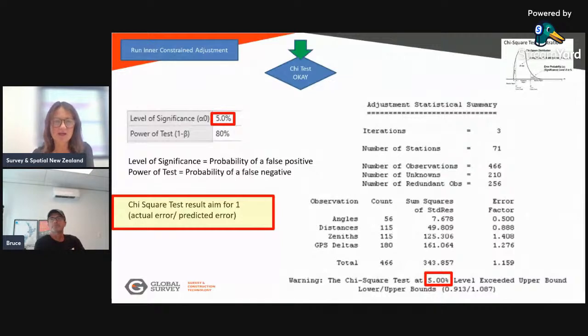Okay, and the last question that's come through, Bruce. In your example observations, you show angles, distances, zeniths, GPS deltas. What other observations might you enter? Okay, what other observations may you enter? Well, it depends on what you're doing. There could be a height change from levels. That's probably just about it, really. You might have directions, but most people would use angles, I would think.